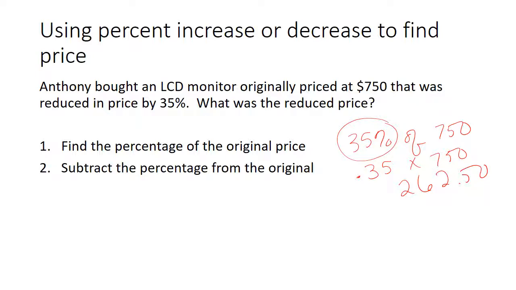Now I'm going to subtract this amount from my original. I'm going to say 750 minus 262.50. So 750 minus 262.5, and I'm going to get 487.5. Okay.